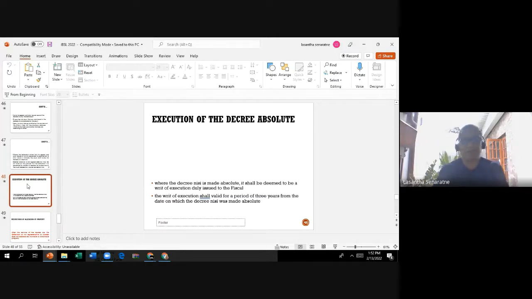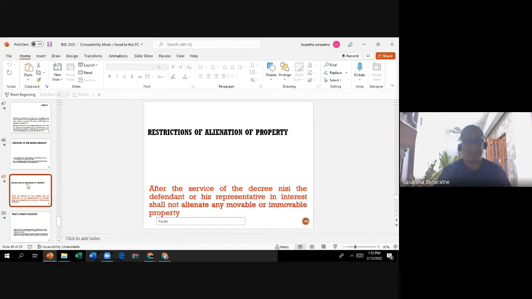Then the execution of decree nisi absolute. Where the decree nisi is made absolute, it shall be deemed to be a writ of execution duly issued to the fiscal. So once the decree nisi becomes absolute, it amounts to a writ of execution duly issued to the fiscal. The writ of execution shall be valid for a period of 3 years from the date on which the decree nisi was made absolute. So the decree nisi is the last stage. You still have another 3 years. If you want, you can stay, but within a short period, you can exercise on this decree nisi.